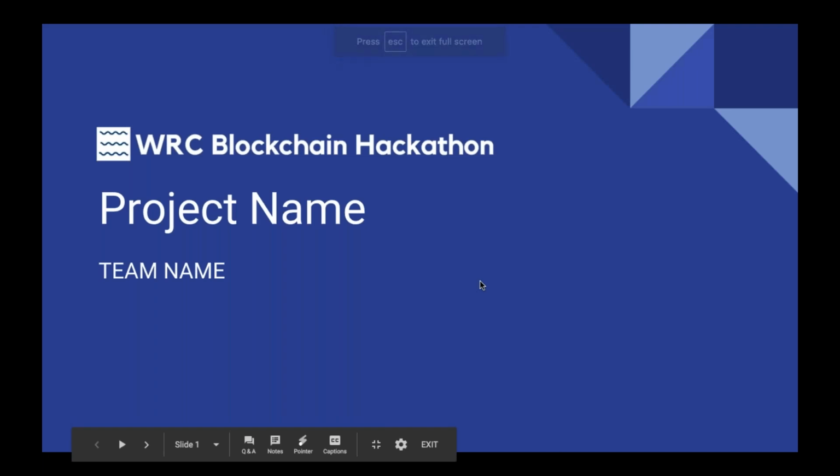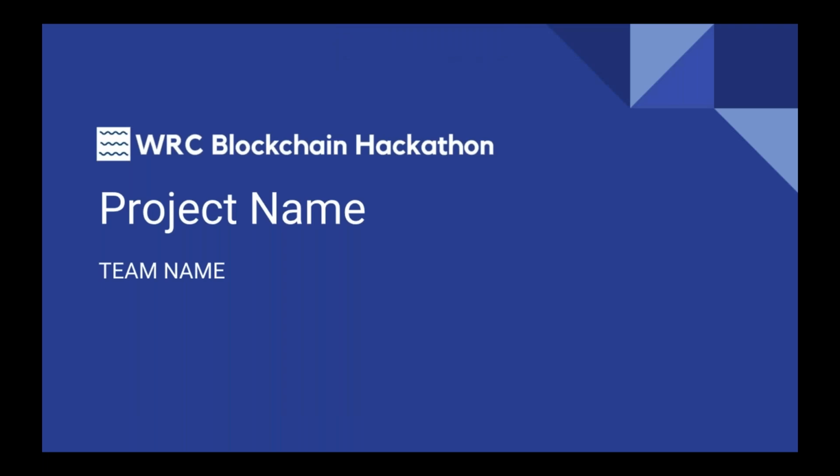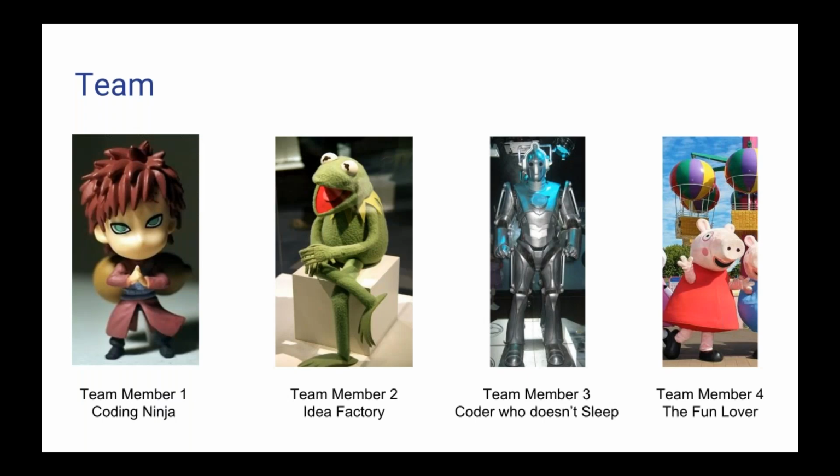So this is the main title slide in the template. You can leave WRC Blockchain Hackathon the way it is, and we expect you to put a project name here. So whatever projects you're working on, give a name to your project and mention the name. You can also mention a name to your team on the same slide.